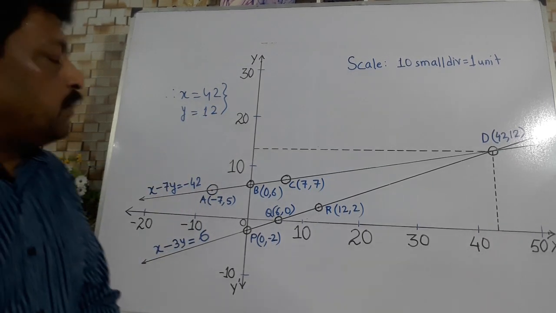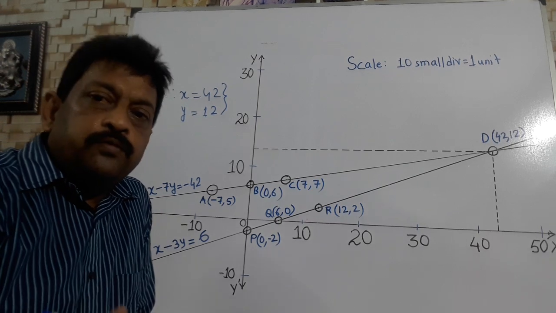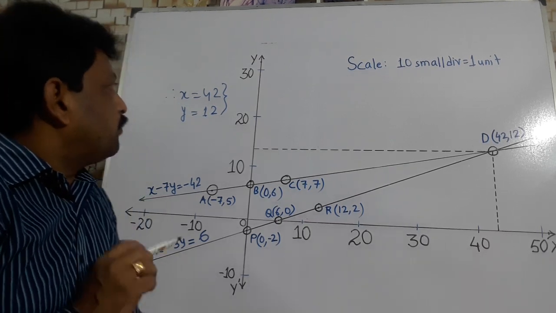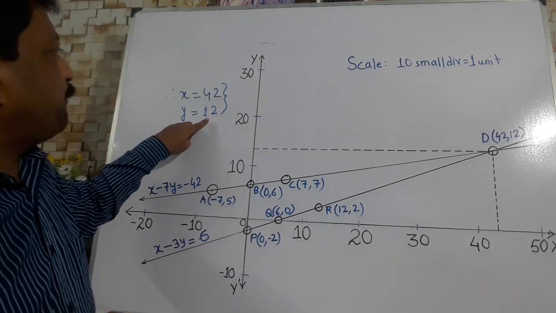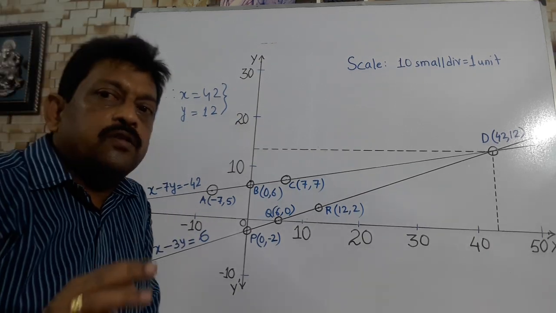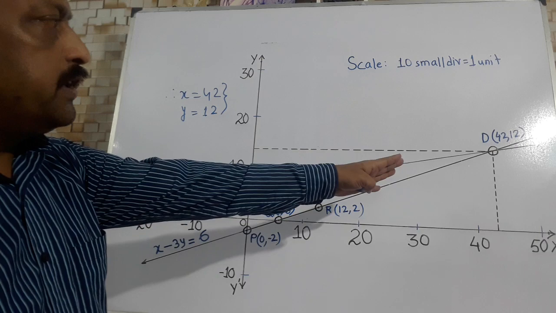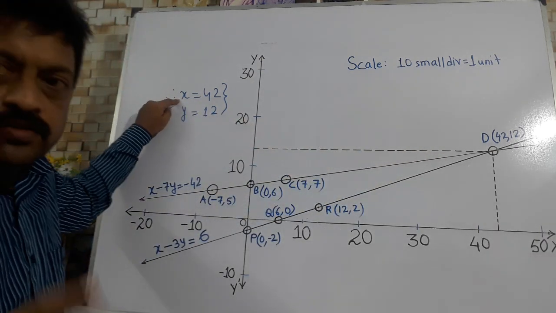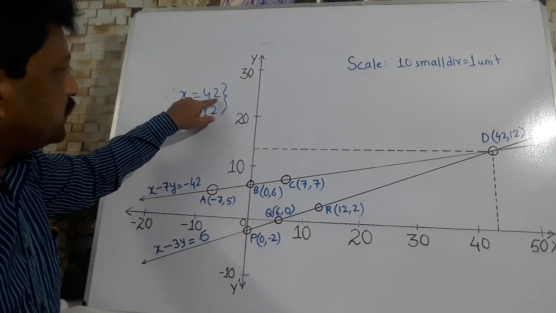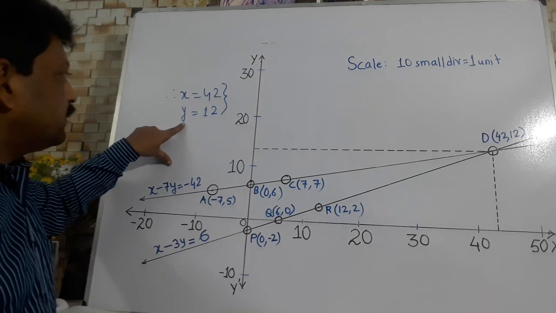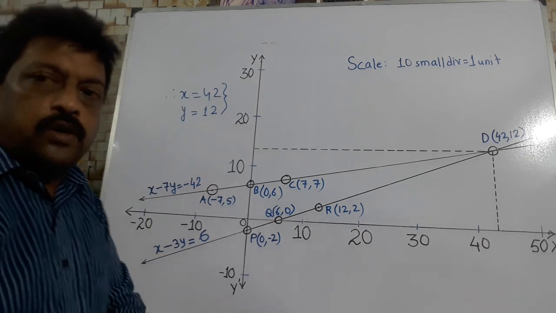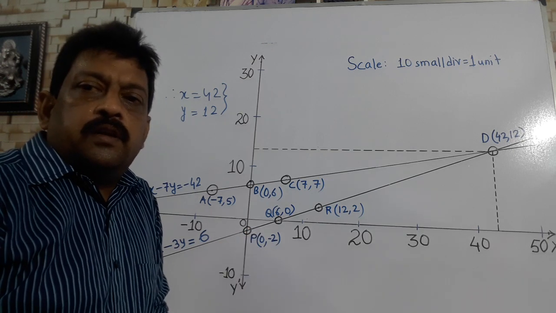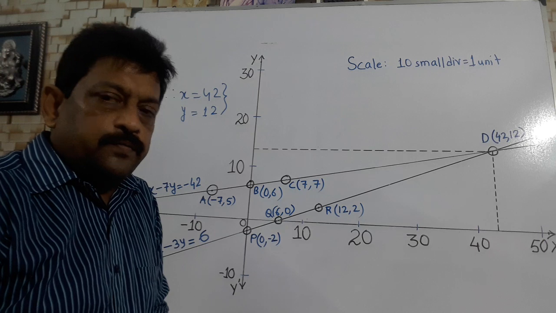Now what is x? We have assumed x as the present age of Aftab. And y is the present age of his daughter. So from this graphical representation, since x is 42, Aftab is 42 years old and his daughter is 12 years old. We can put these values in the condition and easily verify that.